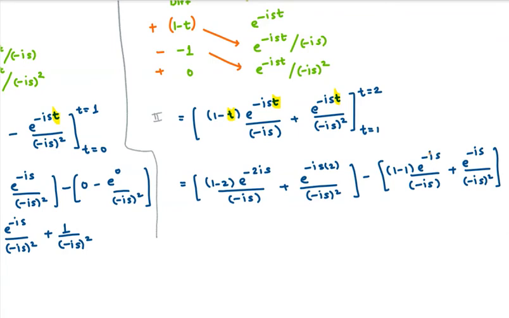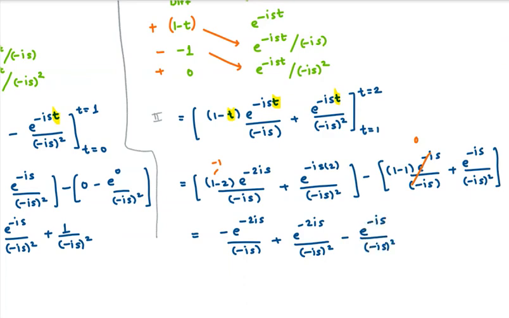So 1 minus 1, this term gives you 0 and this gives you minus 1. So let's write it. It gives you minus e power minus 2 iota s over minus iota s plus e power minus 2 iota s over minus iota s to the power 2. This term becomes 0 and this term is negative e power minus iota s over minus iota s to the power 2. So this is the value of the second term.